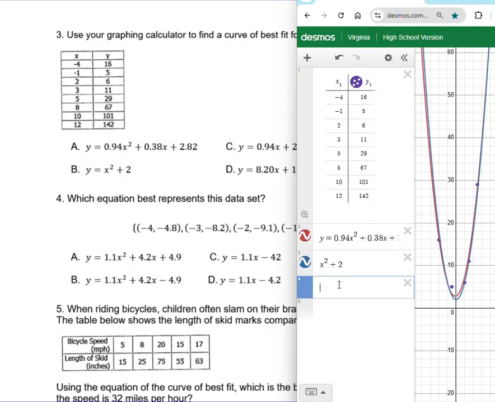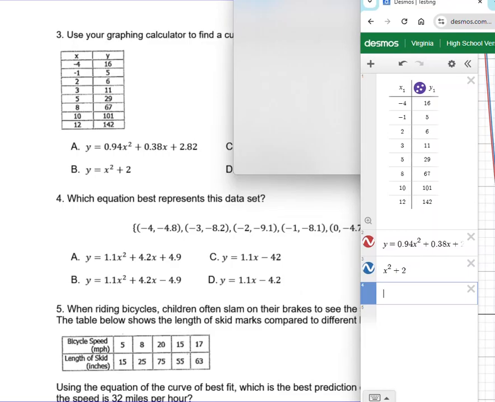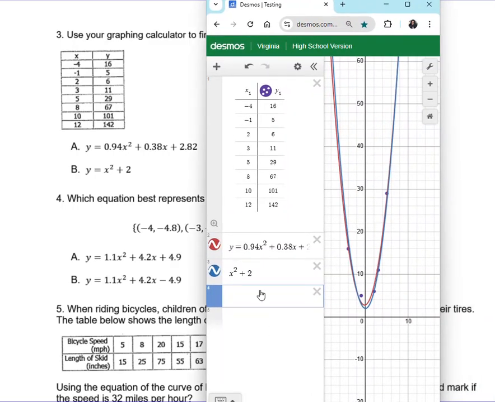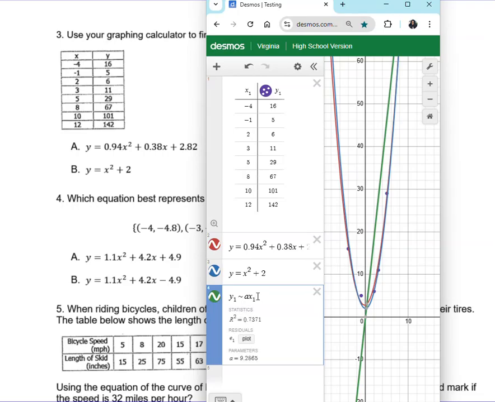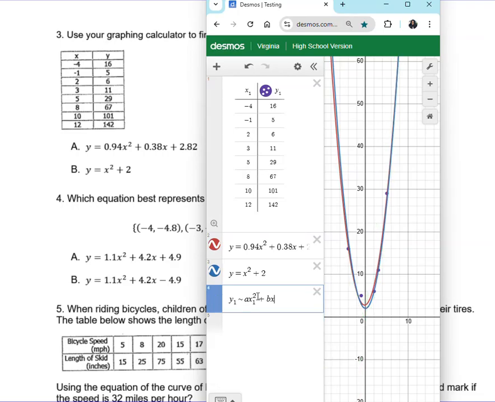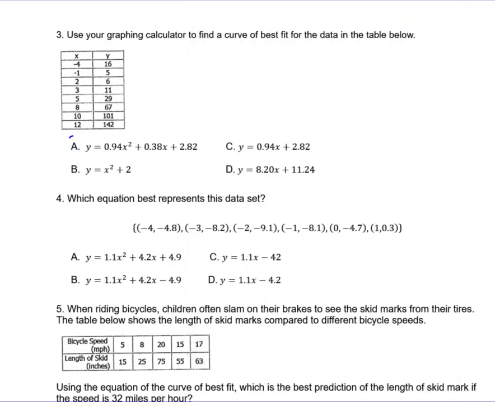So, and those are my only two quadratics. So which one am I going to choose? I don't know, you guys. I have to do the regression to be for sure. So I'm going to do y1 regressed against ax1 squared plus bx1 plus c. Yeah, it's going to be the first one. It's going to be A. All right, let me do the next one.